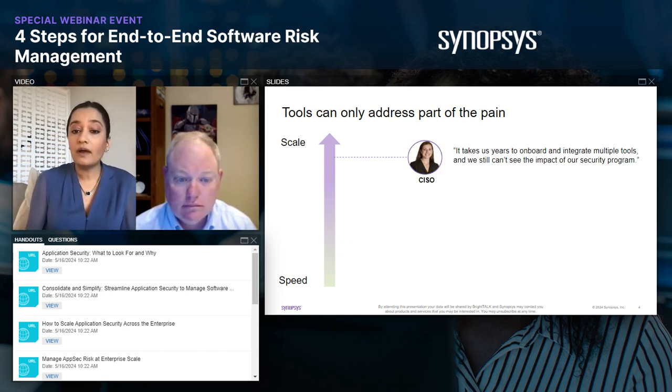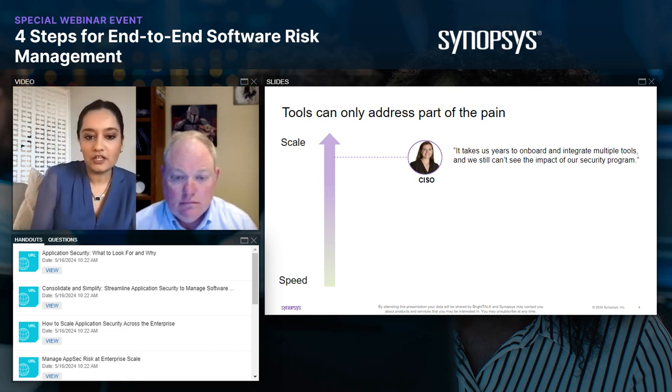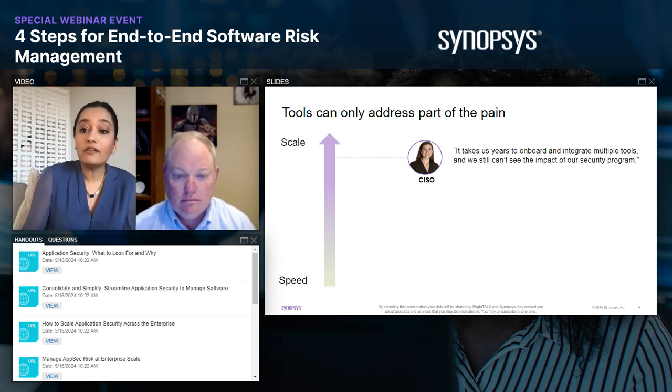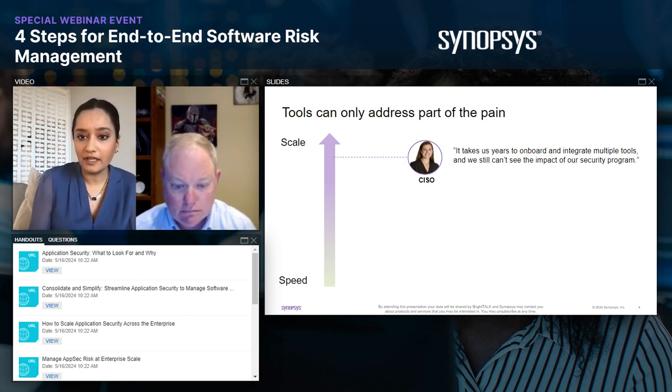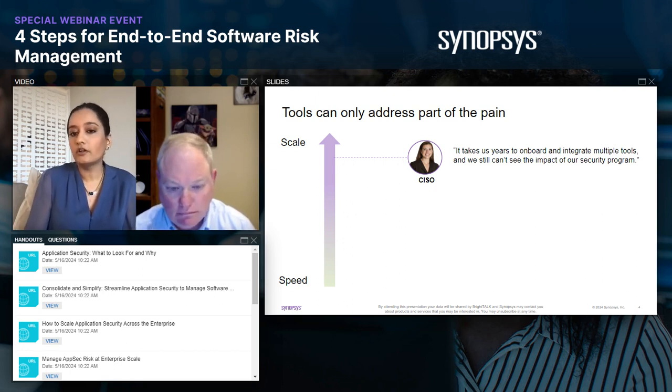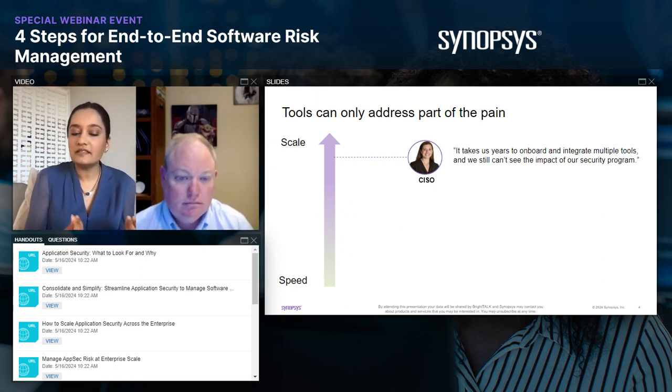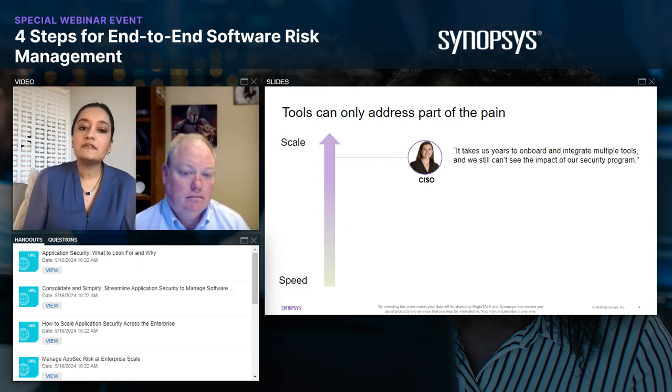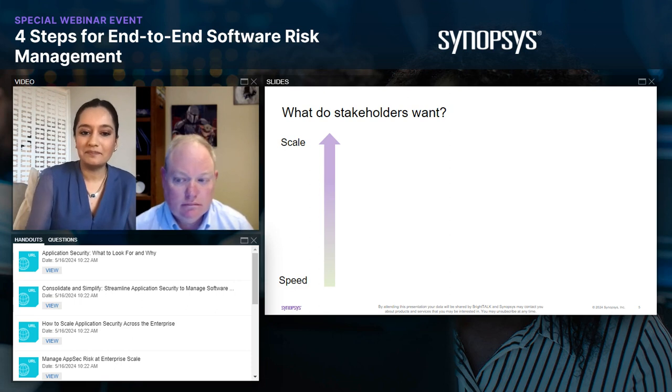For the CISO at large, it's often boiling down to when they look at the efficacy of their application security program and being able to scale it, well, it can take them years to onboard and integrate the multiple tools required to achieve that comprehensive application security. And even after all of that, there's an inability at large, when so much is nested in these individual silos, to see the overall impact and the efficacy of what they have implemented.